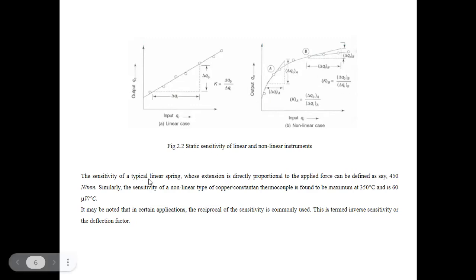The sensitivity of a typical linear spring whose extension is directly proportional to the applied force can be defined as, say, 450 Newton per mm. Similarly, the sensitivity of a non-linear type of copper constantan thermocouple is found to be maximum at 350 degrees Celsius and is 60 microvolt per degree Celsius. It may be noted that in certain applications, the reciprocal of the sensitivity is commonly used. This is termed the inverse sensitivity or the deflection factor.